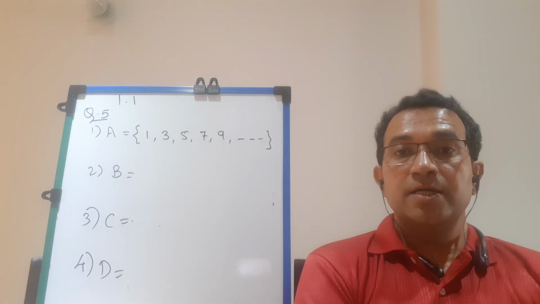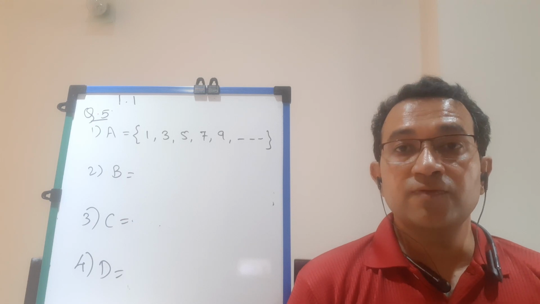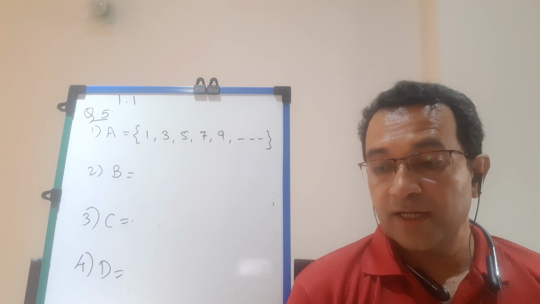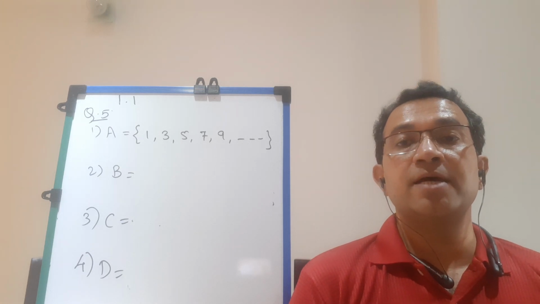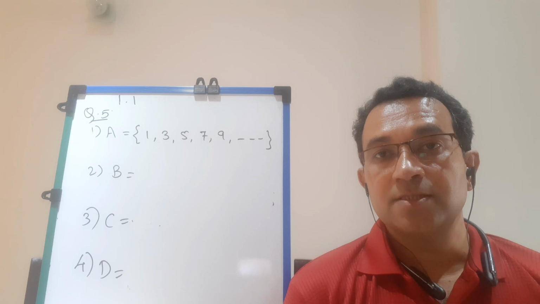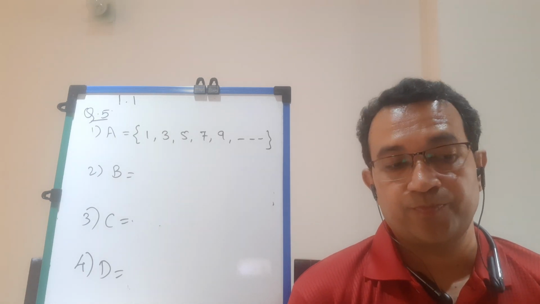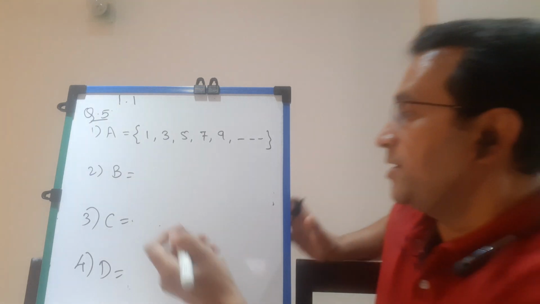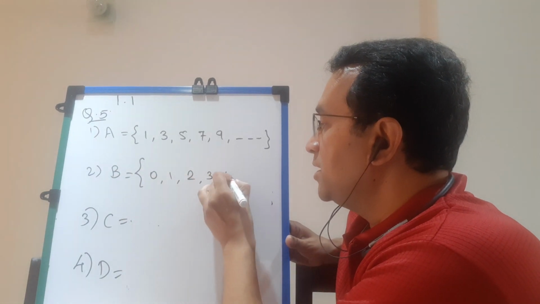Integers, students, are positive, negative, including 0. And minus 1 by 2 is minus 0.5 and 9 by 2 is 4.5. So how many integers are there between minus 0.5 and 4.5? The answer is 0, 1, 2, 3 and 4. So students, here there are 5 elements. The elements are 0, 1, 2, 3 and 4.